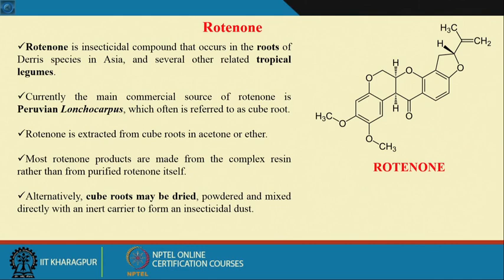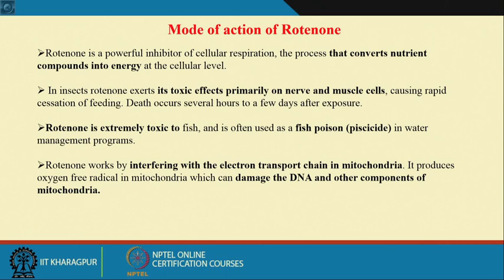Mode of action of rotenone. Rotenone is a powerful inhibitor of cellular respiration. So, this is cellular respiration, the process that converts nutrient compounds into energy at the cellular level. So, by inhibiting the cellular respiration, that affects the conversion of nutrients to energy, the formation of energy, so that way it can affect the population of the insect pest.